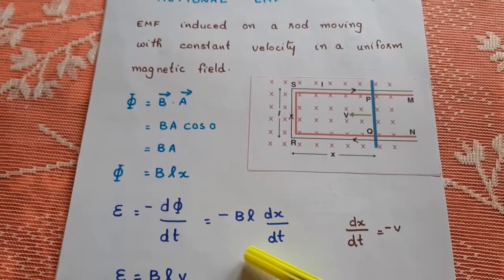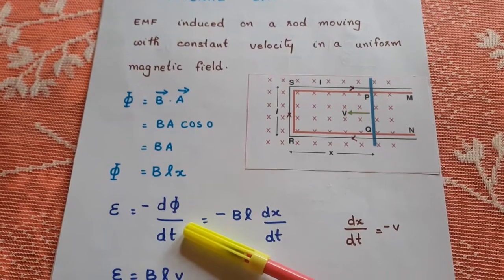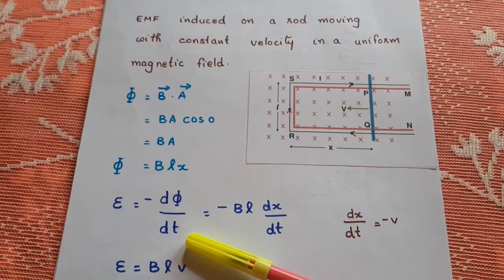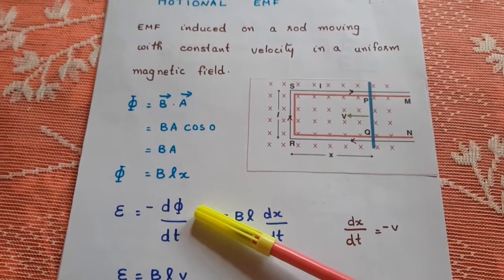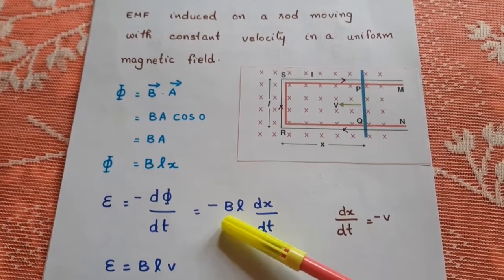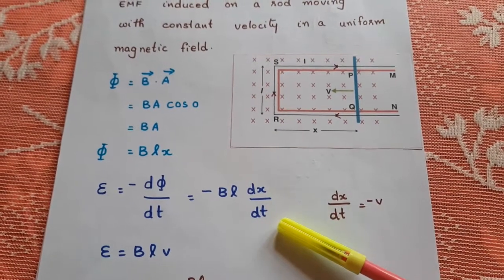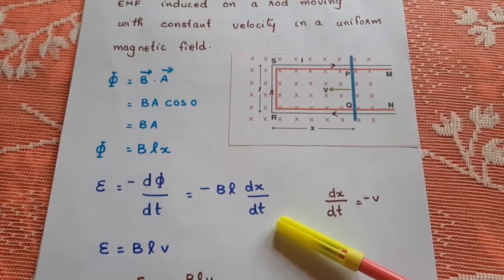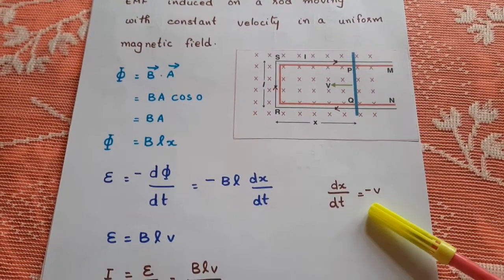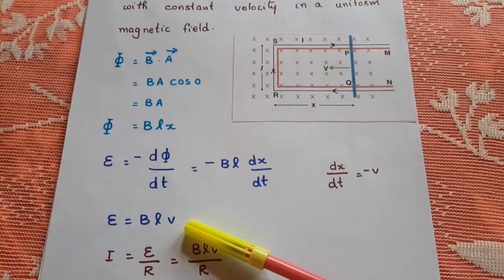According to Faraday's law, induced EMF is the rate of change of magnetic flux, or minus d phi by dt. Let us substitute for phi as BLX. BL is constant, so minus BL into dx by dt, where dx by dt is the velocity of the rod, and since it is directed towards left, dx by dt is equal to minus v. So motional EMF is equal to BLV.